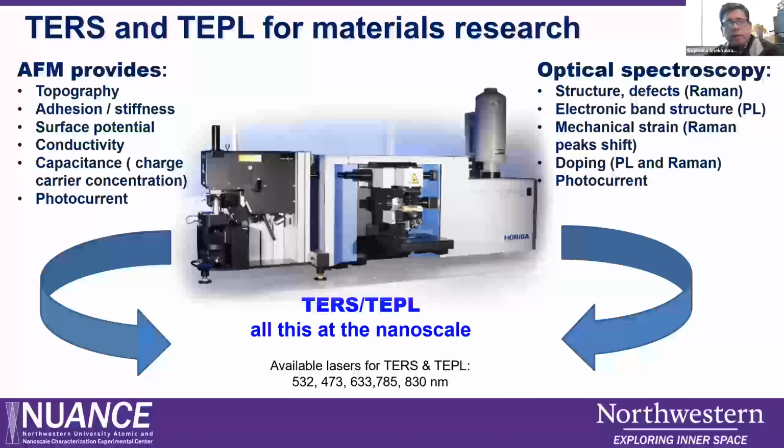So in the case of the system that we have, you can see here the AFM on the left and on the right side, the Horiba Raman system. The AFM obviously provides surface potential, conductivity, capacitance, photocurrent, and the Raman will provide chemical identification, chemical mapping, photoluminescence, and all those things. These are the lasers that we have.